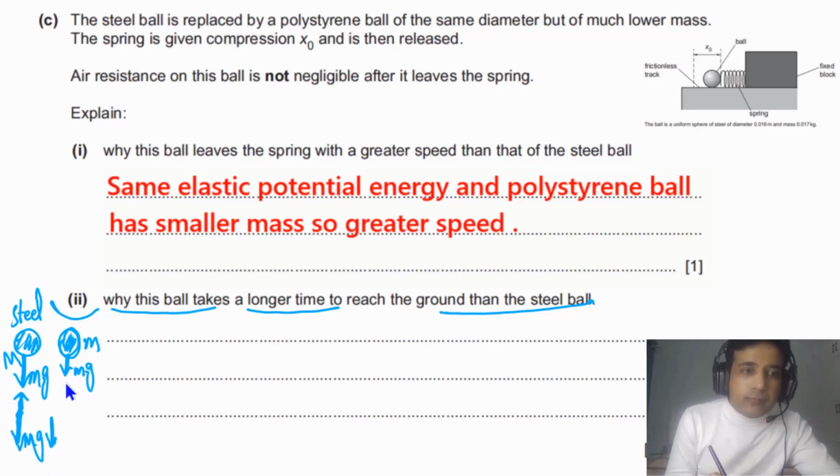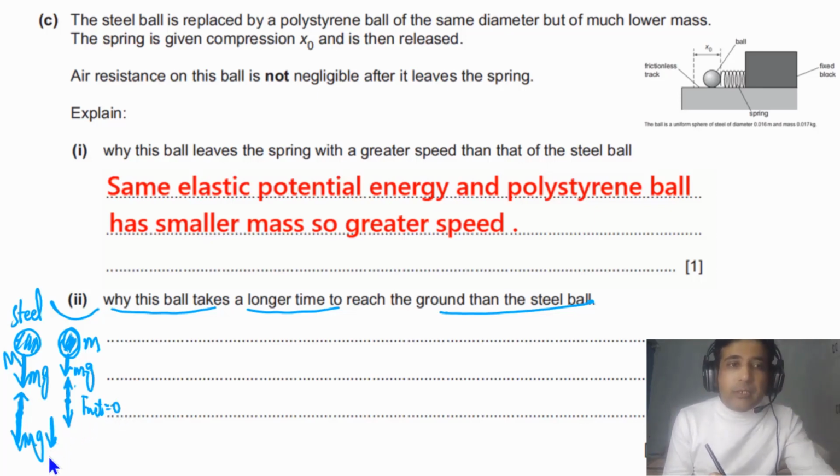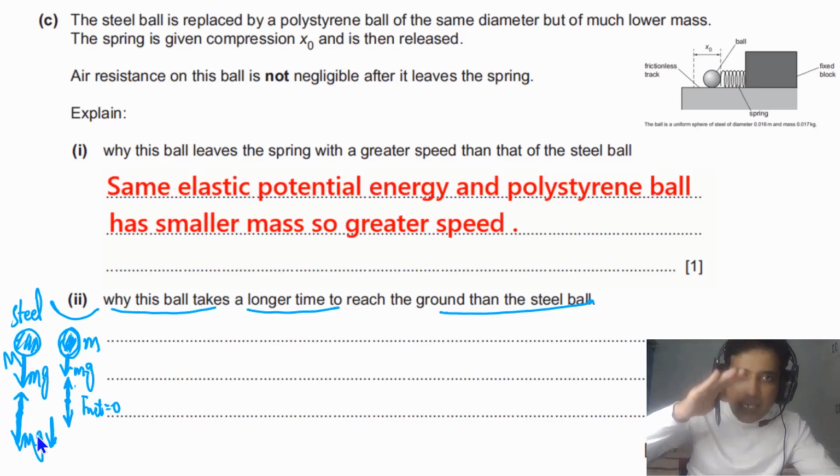But if you draw the free body diagram for this one after a short period of time, this is the weight of the second ball, and if we draw an equal length of arrow, this one is air resistance, and in this case F net is almost equal to 0. For the steel ball we have F net because the weight is greater than air resistance. So this ball is still accelerating downward, but this one has reached terminal velocity.